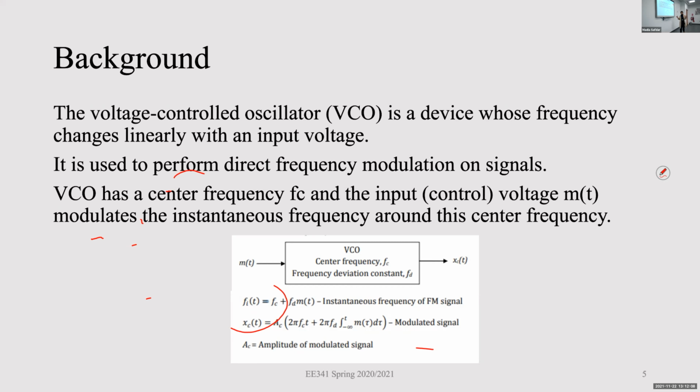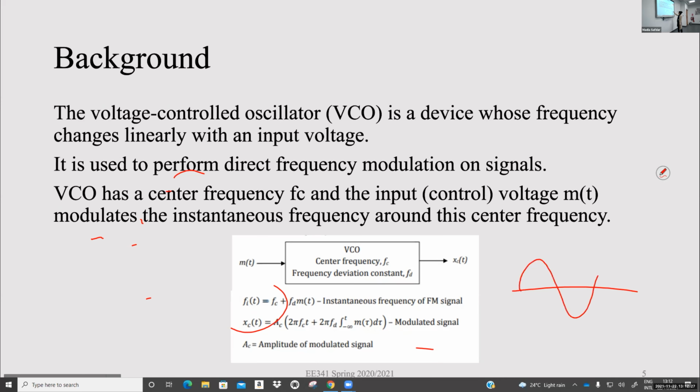The voltage controlled oscillator is used to change the frequency according to the information, according to the message. So this was a small overview about it. So VCO, voltage controlled oscillator, has a center frequency Fc, and then the input modulates the instantaneous frequency. What happens? This is your message.